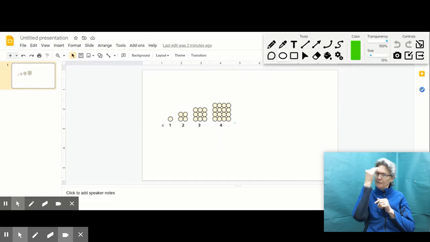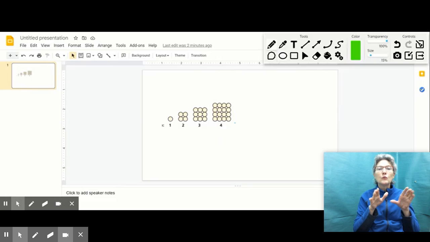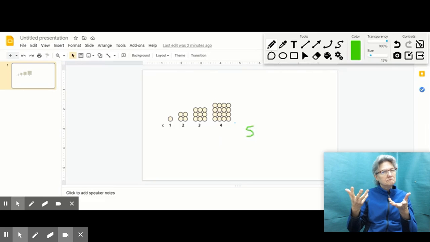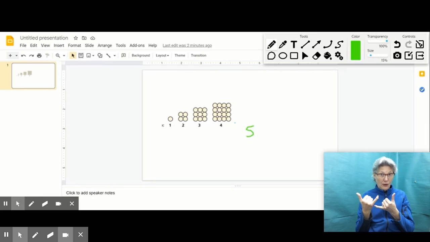So now what you're going to do is draw, I'll write it right here, what would the 5th figure look like? What would the 5th figure look like? Pause the video and you can either draw it in your journal, draw it on a piece of scratch paper, however you want to do it, and draw what the 5th figure would look like. We're going to come back and talk about it.